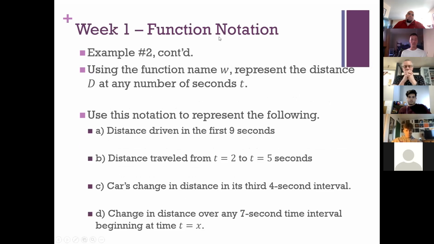So now we're going to go the opposite direction. So T is the independent variable, D is the dependent variable, and the function that unites them, let's call it W. So now I want to use function notation. Now I'm going to give you the English, you give me the function notation. So for A, B, C, and D there, take another couple of minutes and translate those English phrases for me into function notation, and I'll be back around 12:25.